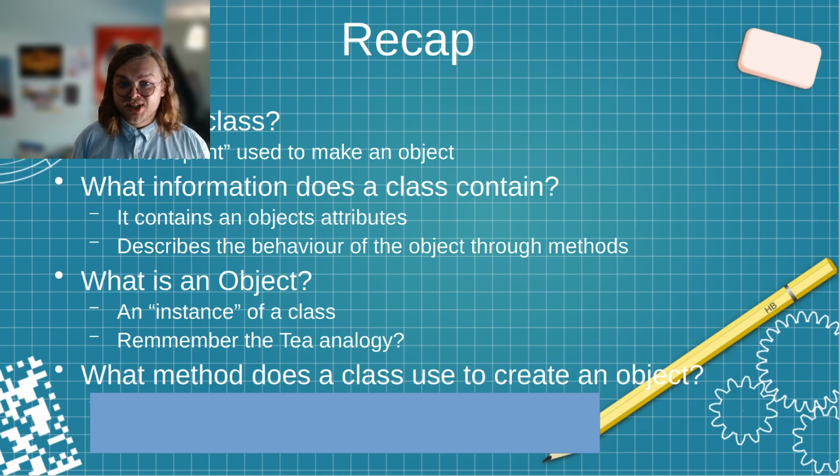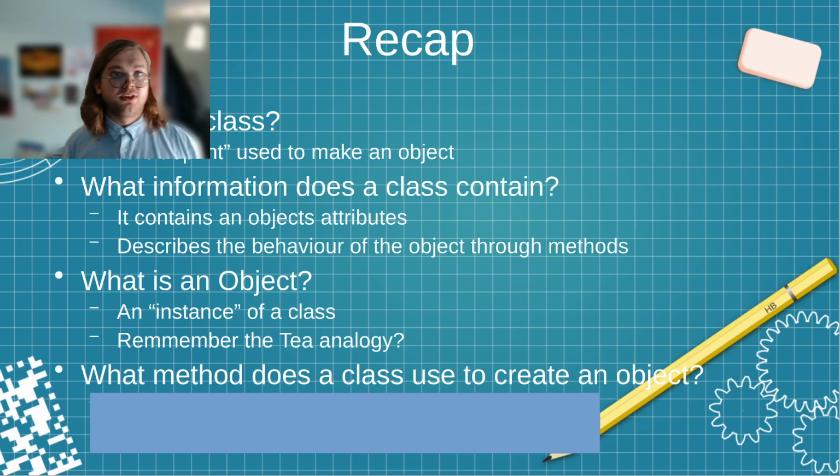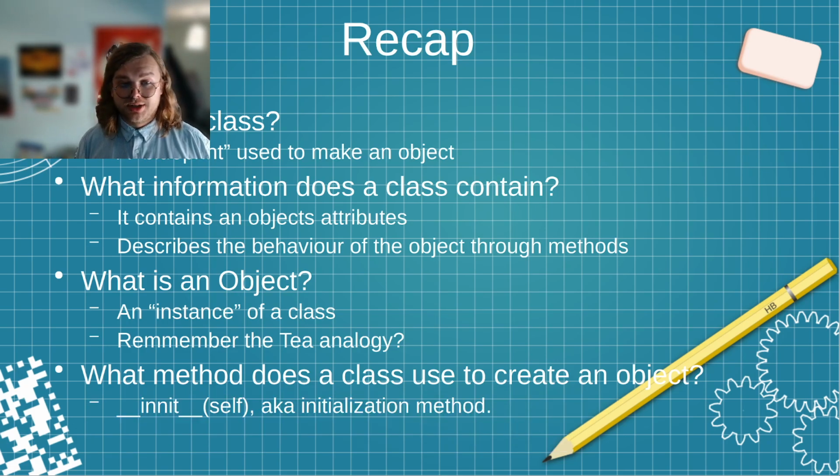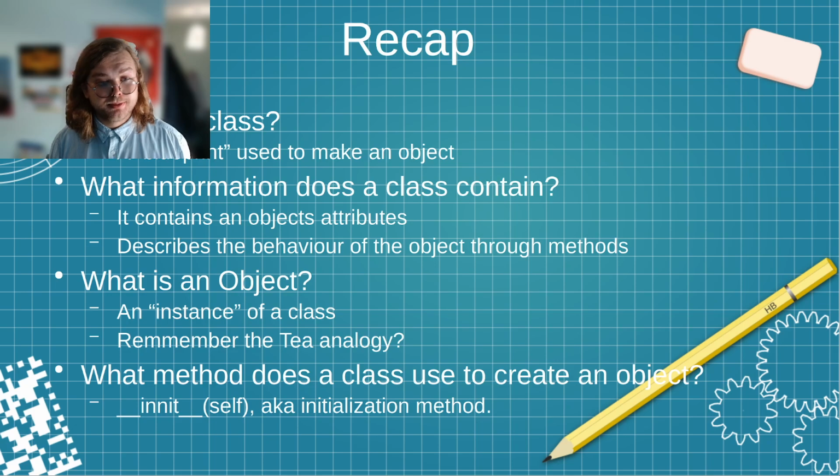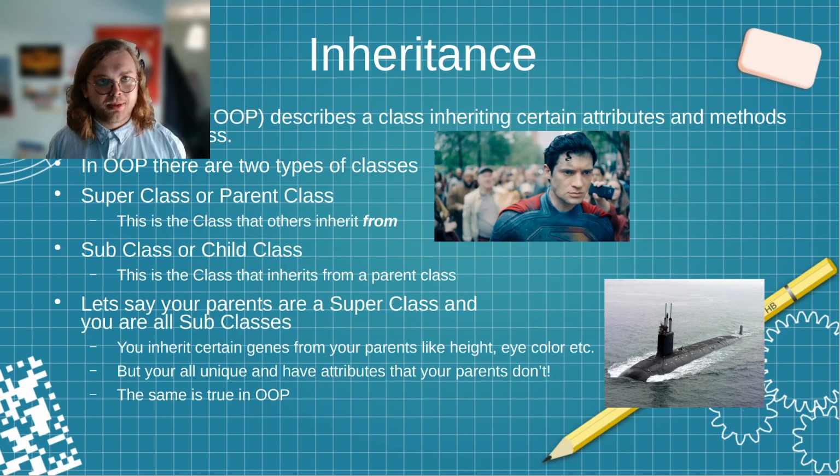So what method does a class use to create an object? I'd ideally be looking for underscores in it, but otherwise just saying an initialization method. Again, I've used two N's there, my apologies.